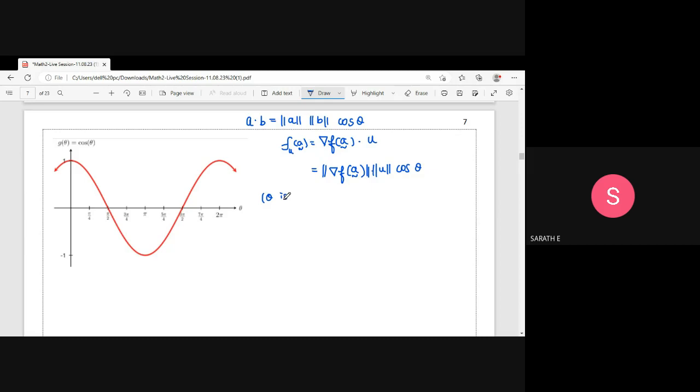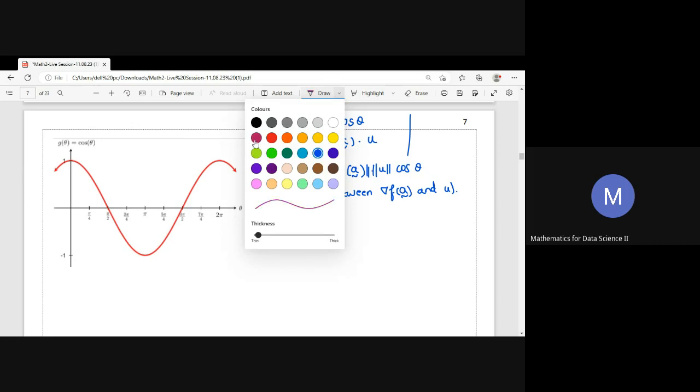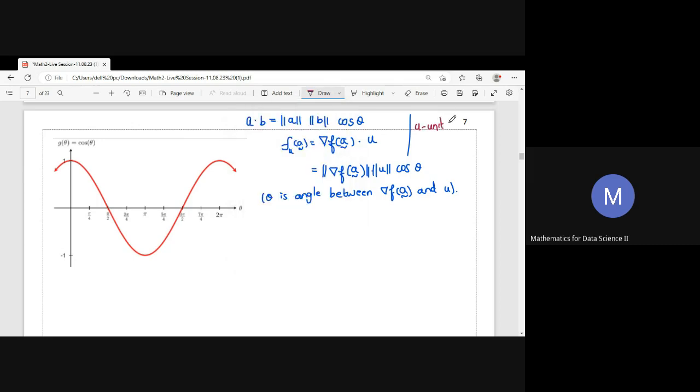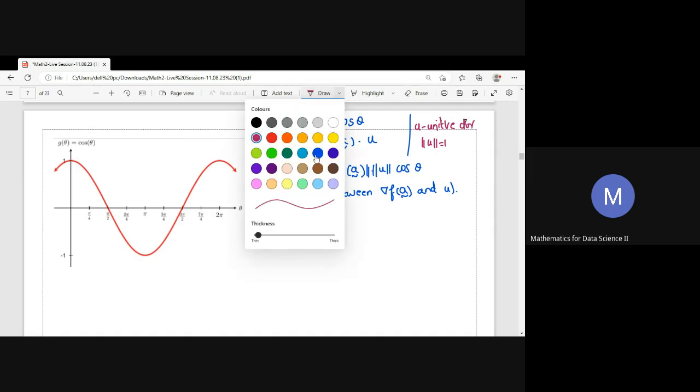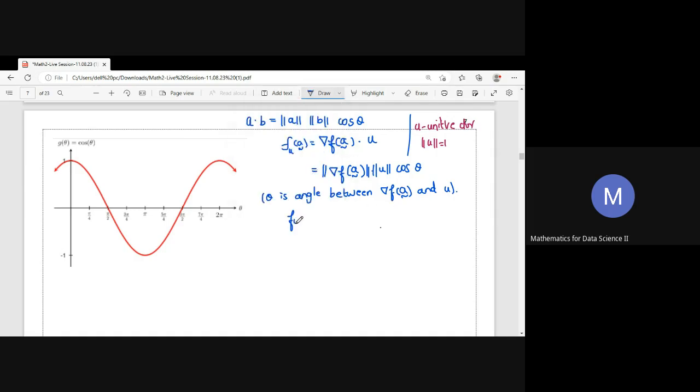Here what is theta? Theta is the angle between which vectors? The gradient and the u vector. Okay. So now note that here u is a unit vector. If u is a unit vector, then what is its norm? 1. So you see that here norm u can be replaced with 1. So now your fu of A tilde reduces to norm del f of A tilde into cos theta.